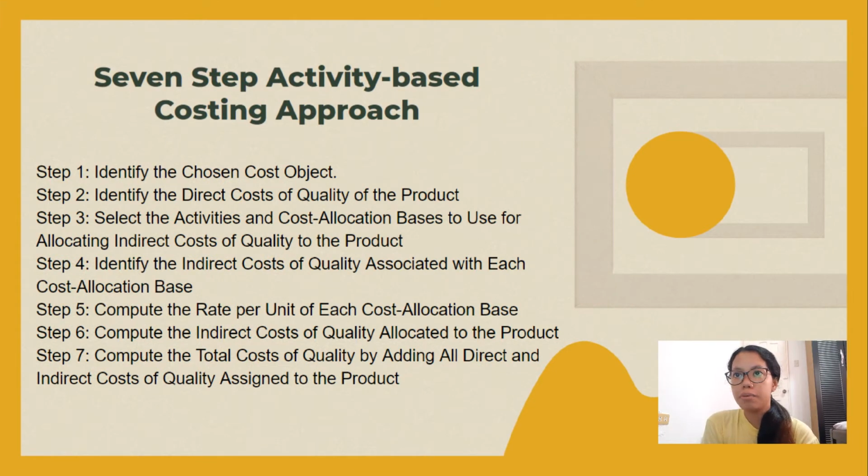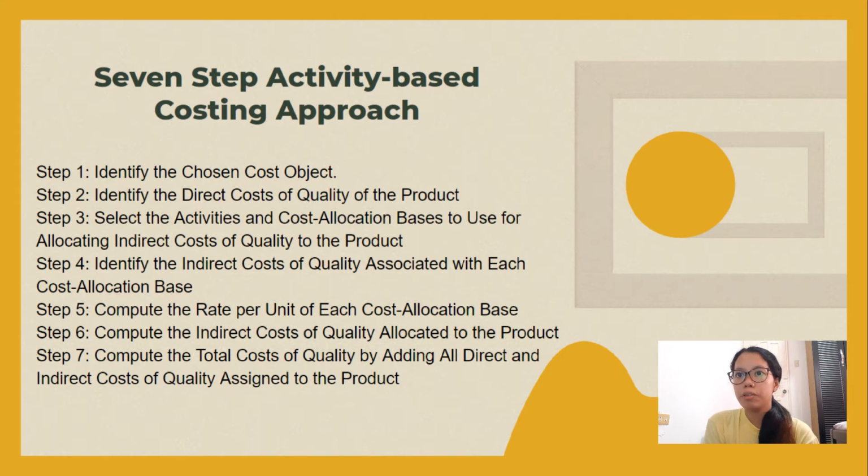Here are the 7-step activity-based costing approach. Step 1. Identify the chosen cost object. Step 2. Identify the direct cost of quality of the product. Step 3. Select the activities and cost allocation bases to use for allocating indirect cost of quality to the product. Step 4. Identify the indirect cost of quality associated with each cost allocation base.